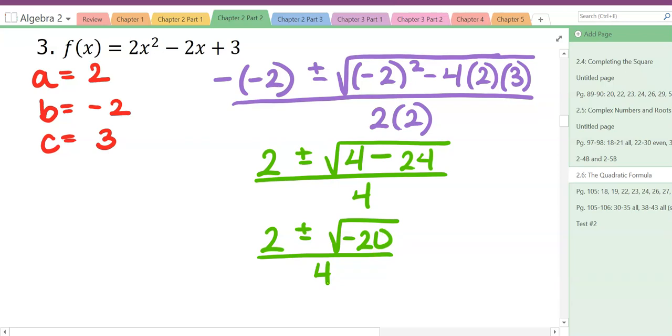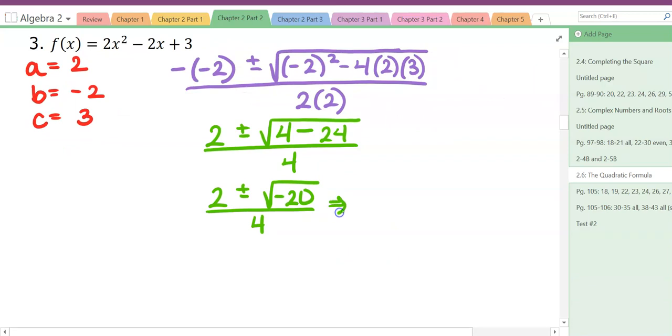Now I have to take care of that square root. So the first thing I'm going to do is pull out the i to go ahead and just get rid of that. Now I'm thinking about +20. What's the perfect square number that goes into 20? 4. So 4 times 5 is how I'm going to rewrite that 20.